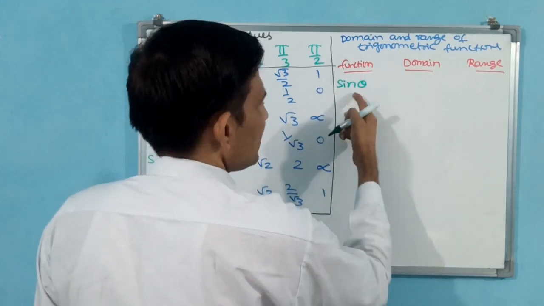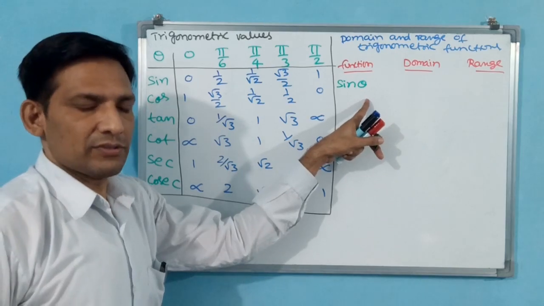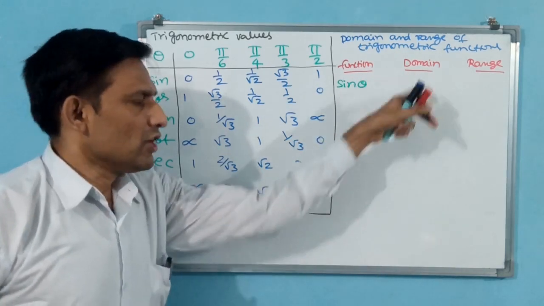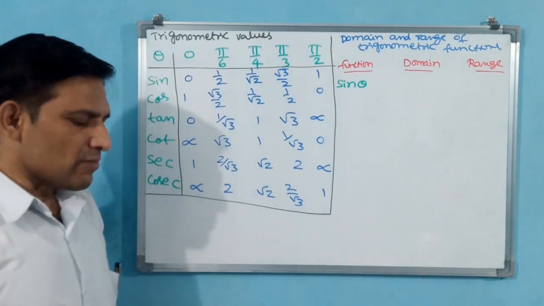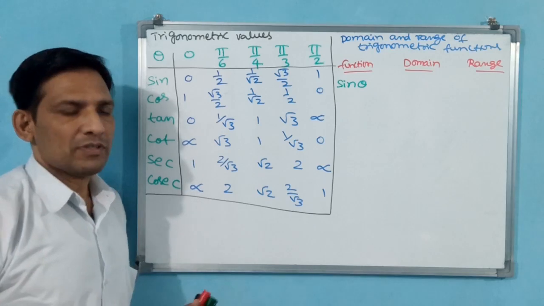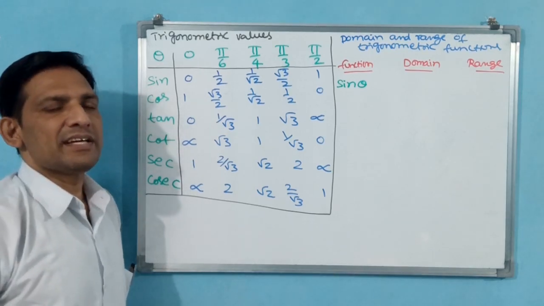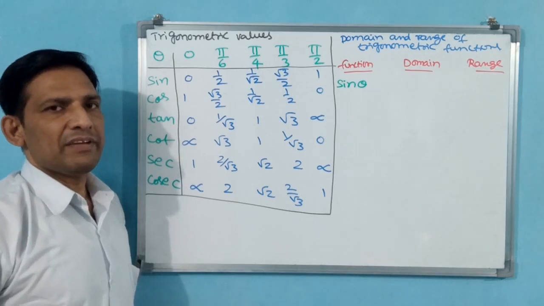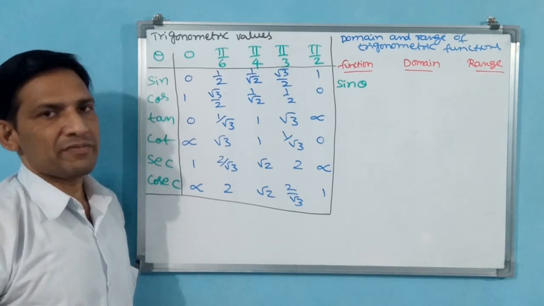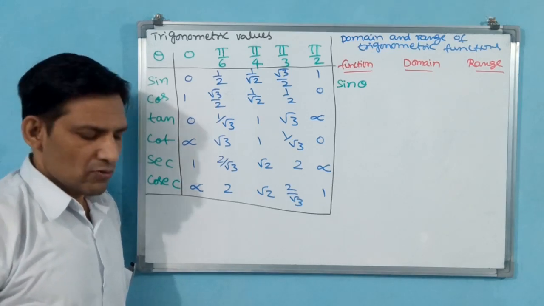Sin theta or sin x. When I am writing function, you can write x also. Okay, sin theta or sin x. Now domain, you tell me what you are able to give. Domain means input only, range is output. What can you give for sine theta? Is any restriction there for sine theta for giving domain? No restriction is there. Minus infinity to plus infinity, anything you can give for sine theta.